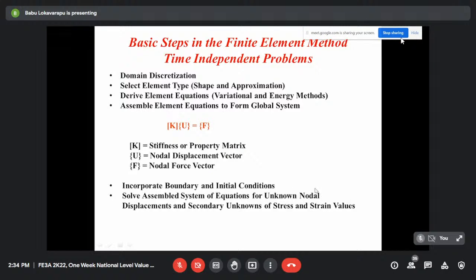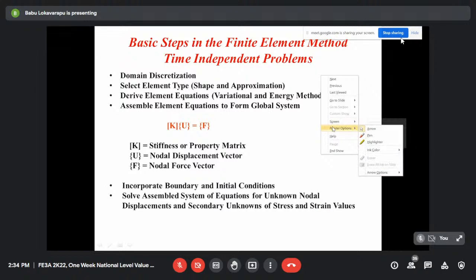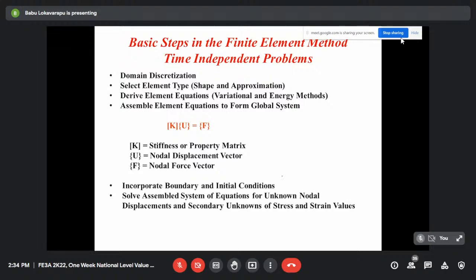Once you know the field variable, let's say displacement, that's the primary variable. Once you know displacement, then using that, you can find out secondary unknowns, that is stress and strain. So if it is solid mechanics, first you are going to find out displacement. Let us say two nodes are there in our analysis, node 1, node 2. You are finding U1, U2. So this is all the primary variable you have computed.